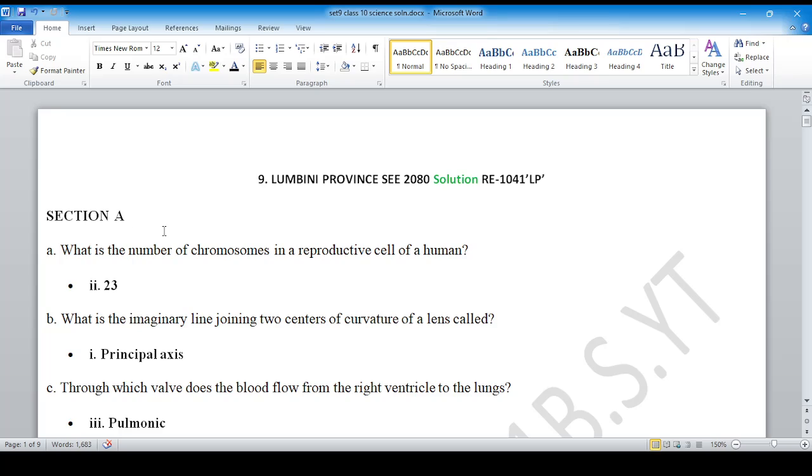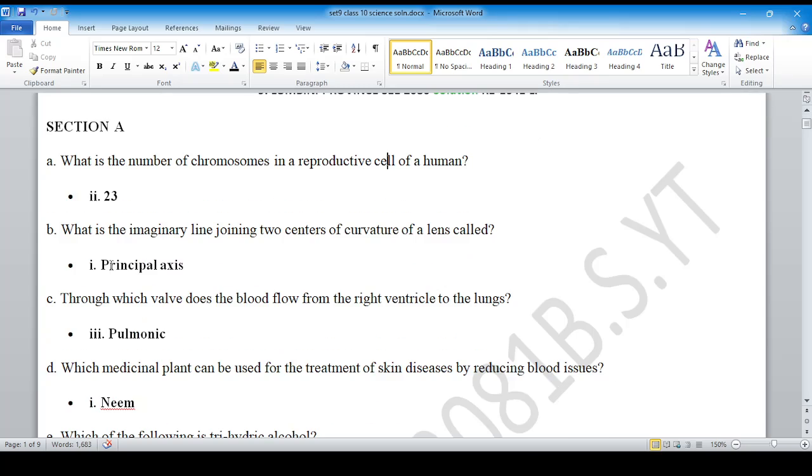Section A, the question: what is the number of chromosomes in a reproductive cell of human? Option number 2 was correct, 23. Reproductive cell of human means haploid, 23 chromosomes. Diploid means 46. Okay.